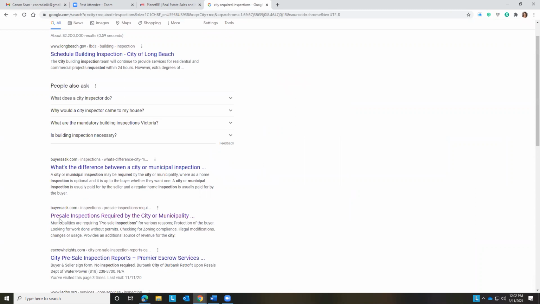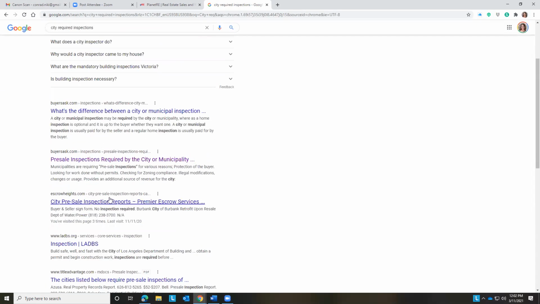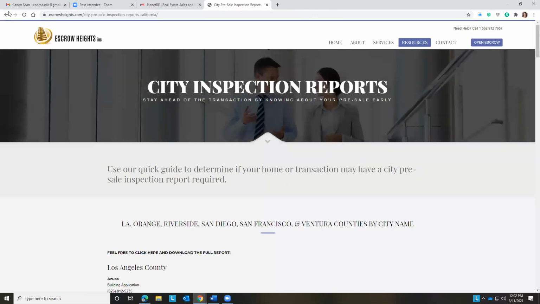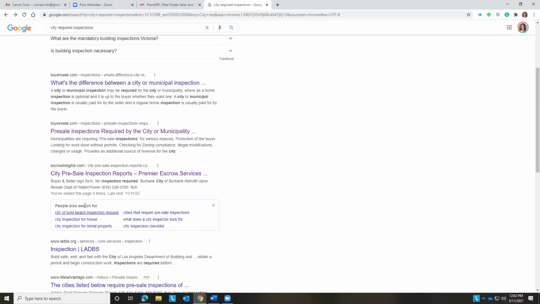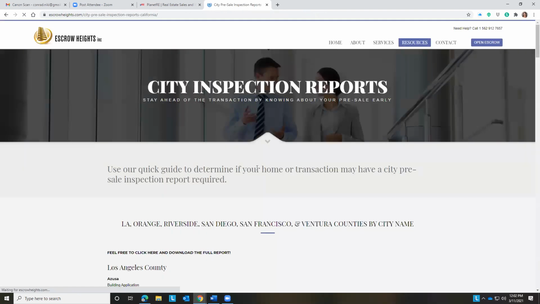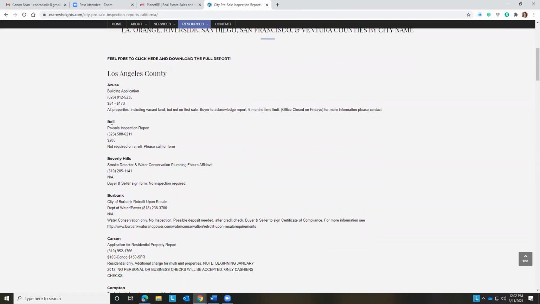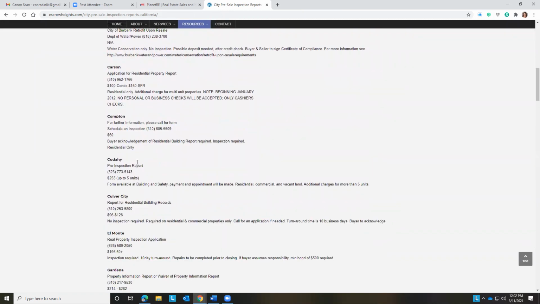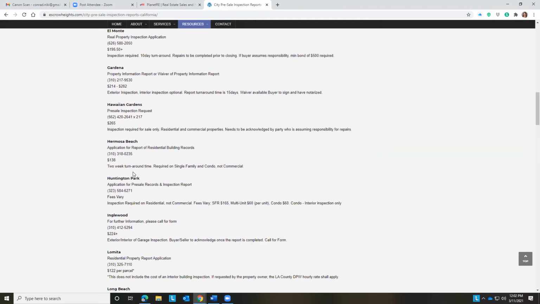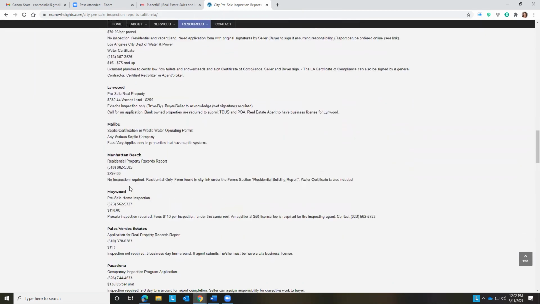Let's just see. So pre-sale inspection. I just Googled city required inspections. And like the fourth one down, I don't know if you guys just saw that, was city pre-sale inspection reports, and an escrow company put this up. And then it has a list of all these counties, all the cities that require pre-sale inspections. So let's go down.